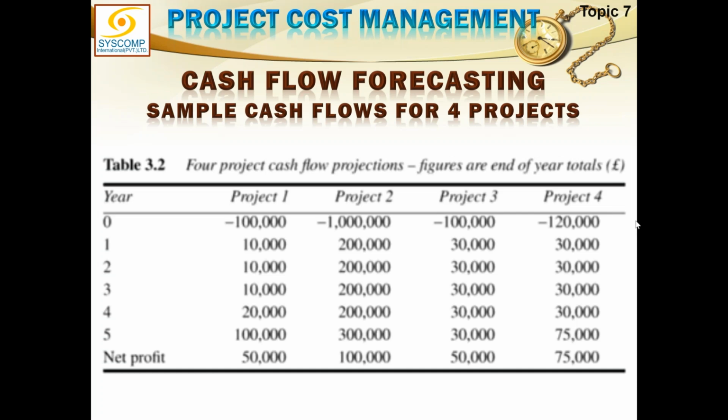And as I said, the investment is only made once in the beginning. Project 1, we are investing 100,000. On project 2, we are investing 1 million. Project 3, 100,000. And project 4, 120,000. This is the total investment.